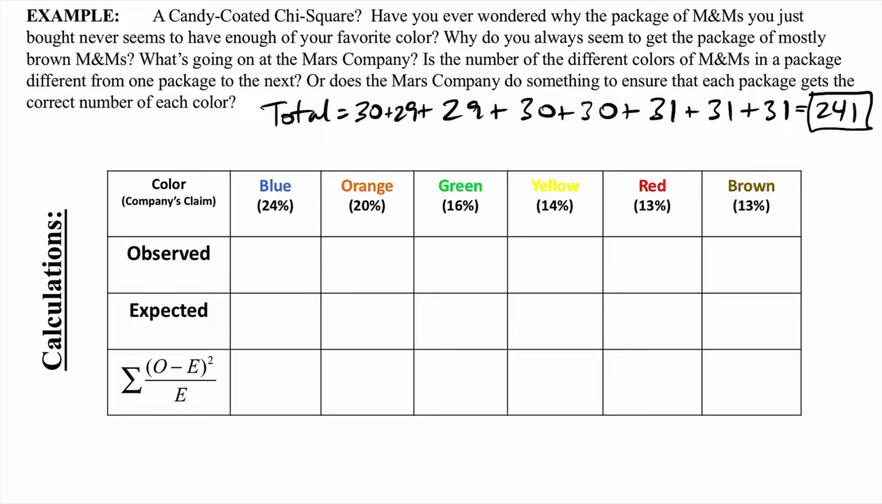7 plus 8 plus 10 plus 7 plus 8 plus 6 plus 6 plus 7. 1, 2, 3, 4, 5, 6, 7, 8. So total, there are 59 blues.